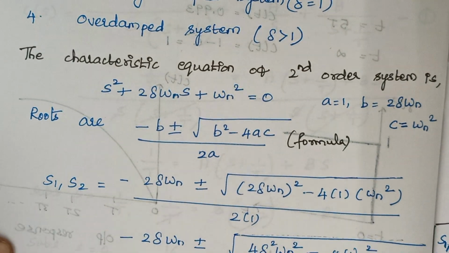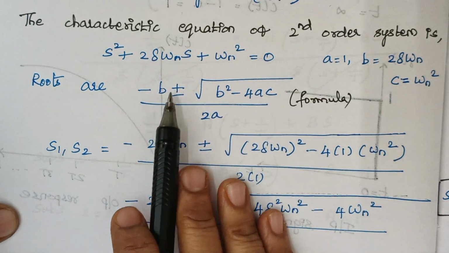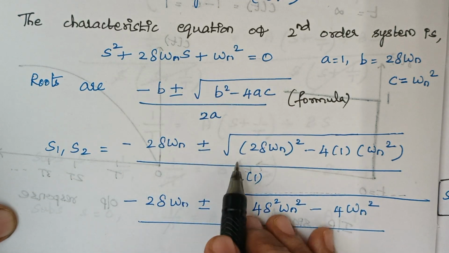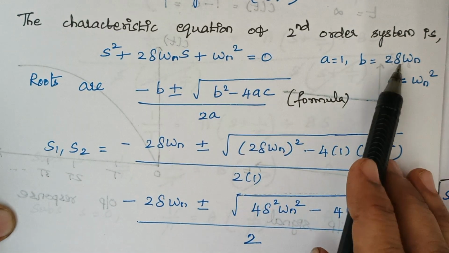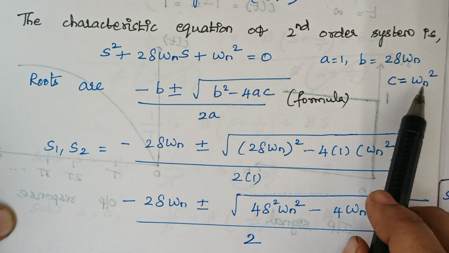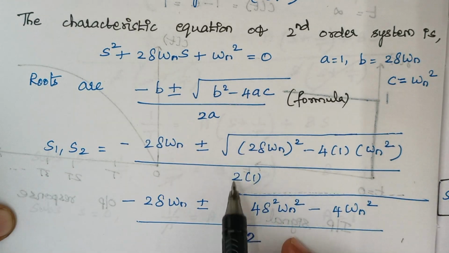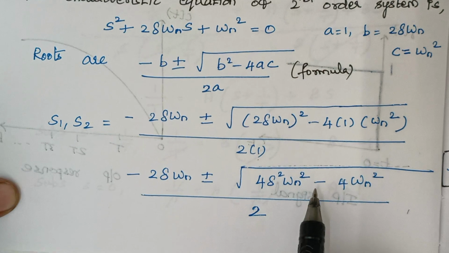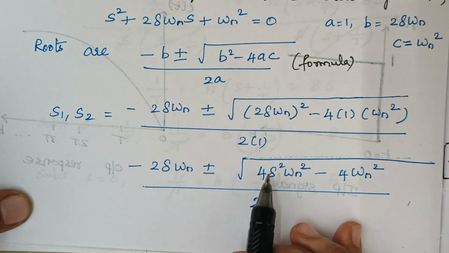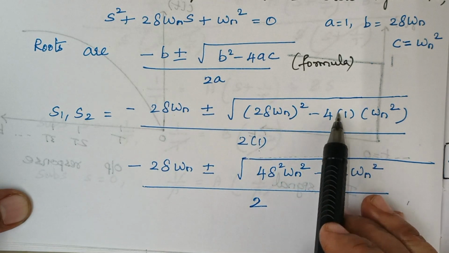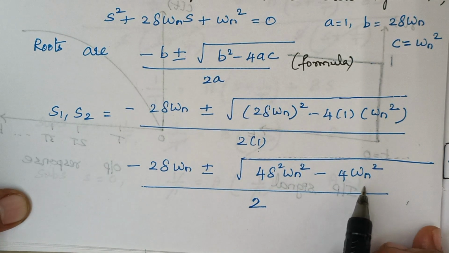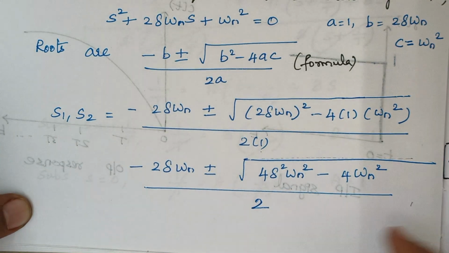So here the value of b is 2 zeta omega n, right? So minus b plus or minus root of b square minus 4ac, where the value of a is 1 and c is omega n square, divided by 2a, right? And the next thing, I am going to square this term. So 2 square is 4 and zeta square omega n square, minus 4 into 1 into omega n square. So here I am having 4 omega n square divided by 2.